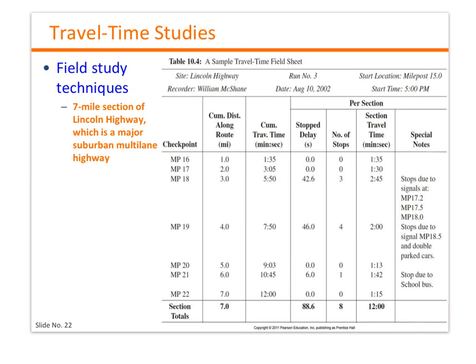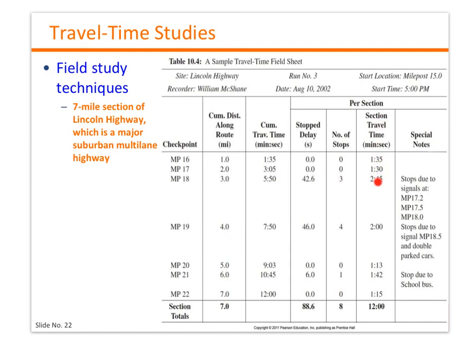The next column is the stopped delay. How much delay did we experience for each section? For example, for the first 2 mile posts we did not experience any delays, while by the time we reached mile post 18, we had 42.6 seconds of delay. This 42.6 seconds of delay is related to the number of stops. The car stopped 3 times.